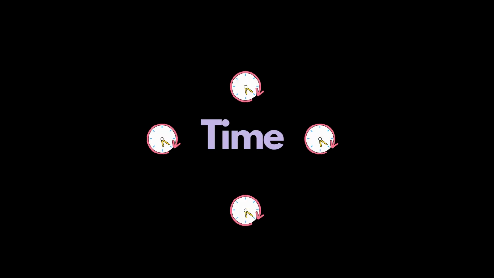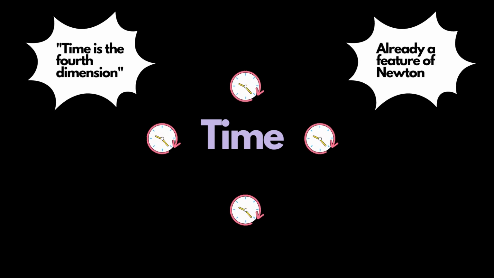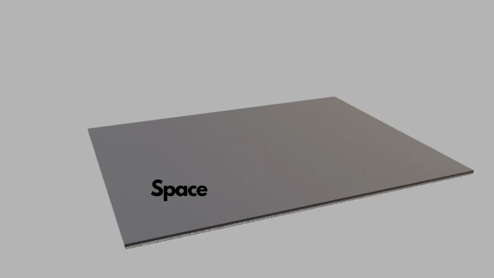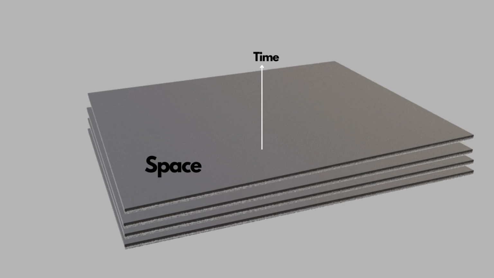Now, what about time? It's very common when people talk about special relativity to say that time is the fourth dimension. However, what people usually imagine after hearing this is a bit misleading and is actually already a feature of Newtonian space and time. Newton's notion of time can be thought of as a length that is at 90 degrees to space, through which every point in space travels along at the same speed. Don't worry, it's impossible to fully imagine this.